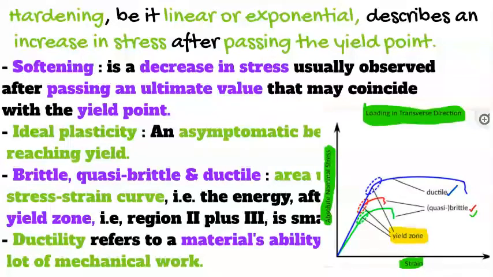This figure shows loading in the transverse direction. The blue line depicts the ductile curve, and each of the yield zones for ductile, brittle and quasi-brittle.